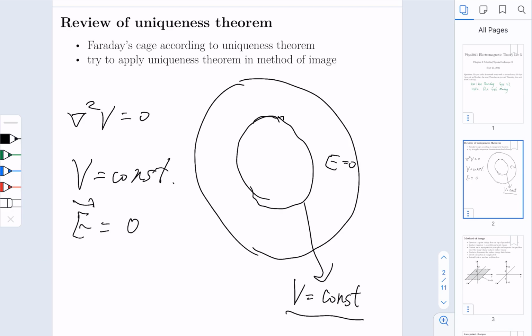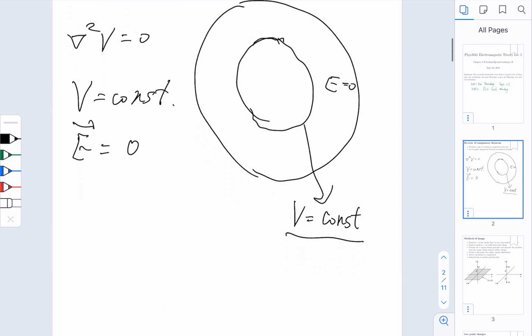And so from the uniqueness theorem, it's a one-line derivation to get that inside the cage, the E field should always be 0, no matter what the electric field outside the conductor is. Now, in this lecture, we try to apply this uniqueness theorem to other methods of solving the problem. So the first trick that I want to introduce is the method of image.